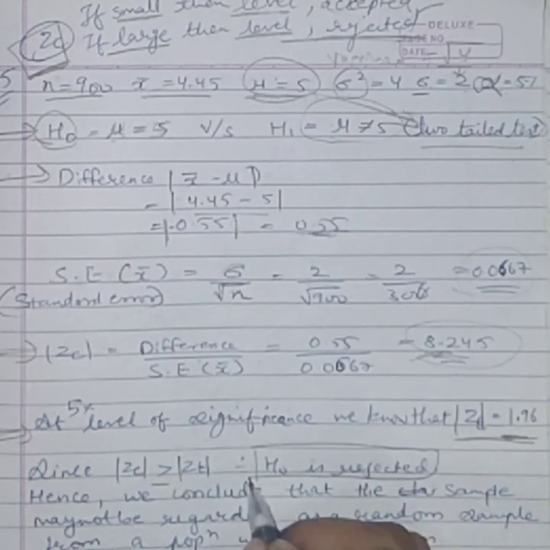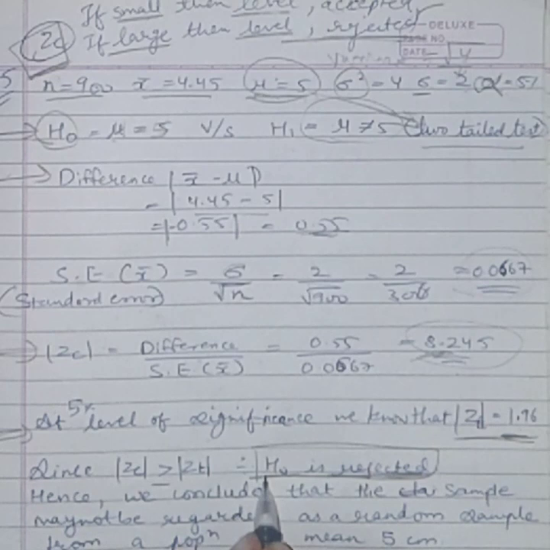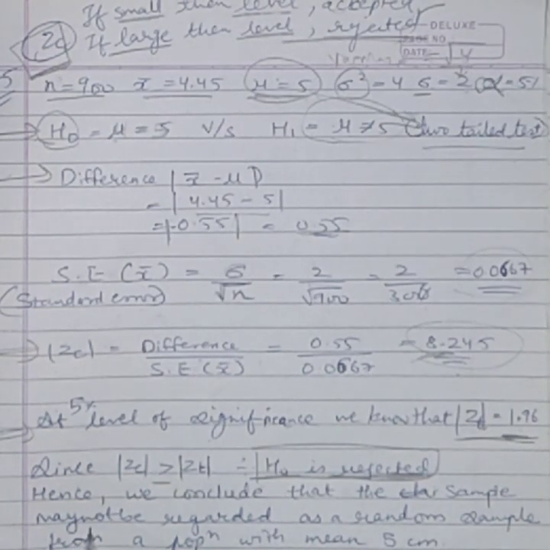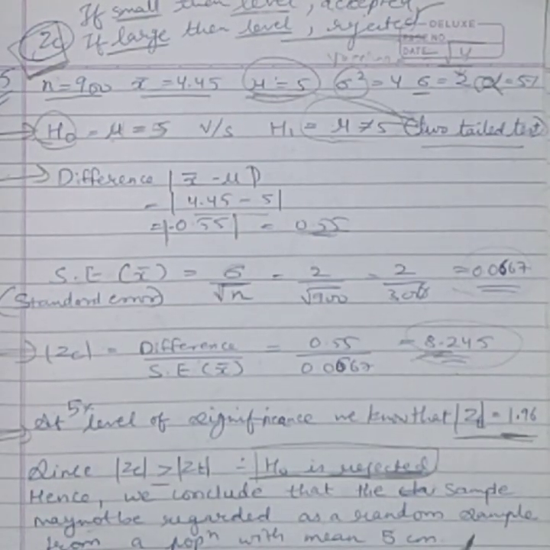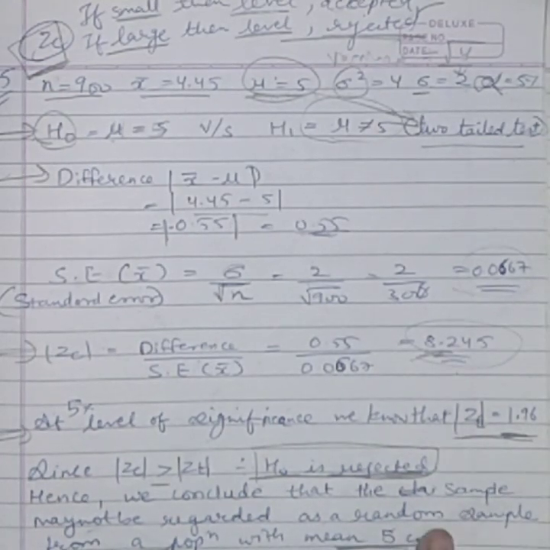See, most of the times H0 is rejected. Rarely is it that H0 is accepted. Hence we conclude that the sample may not be regarded as a random sample from a population with mean 5.